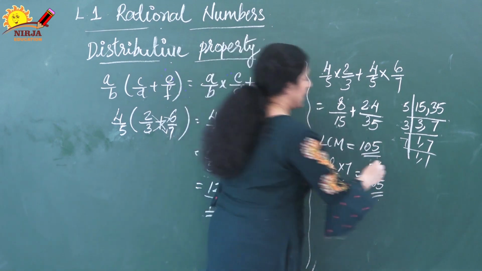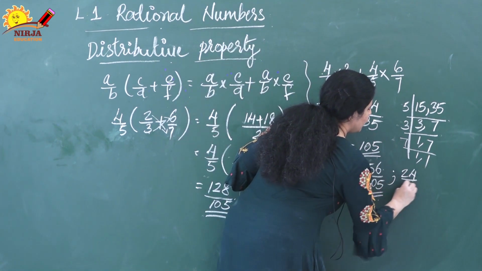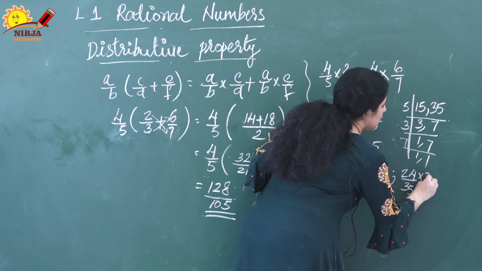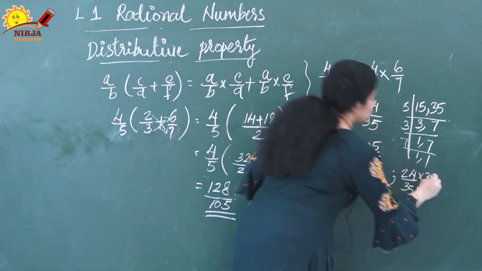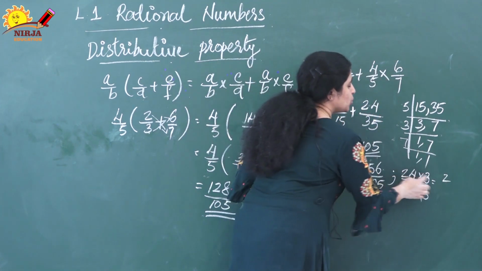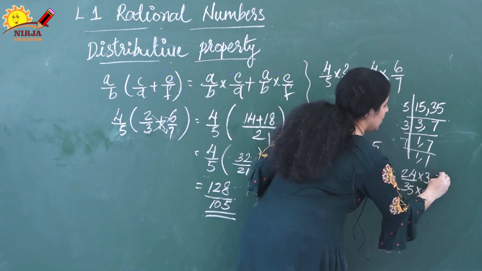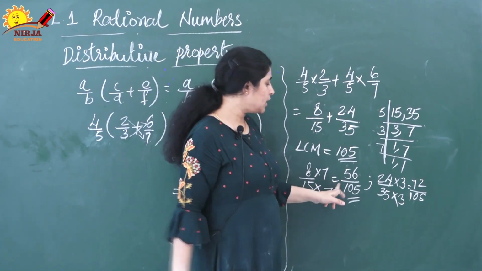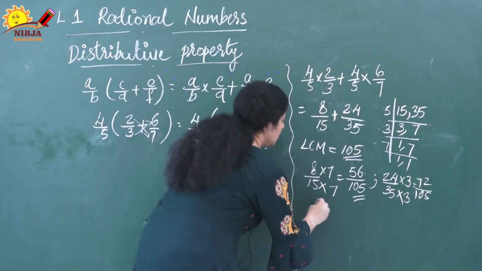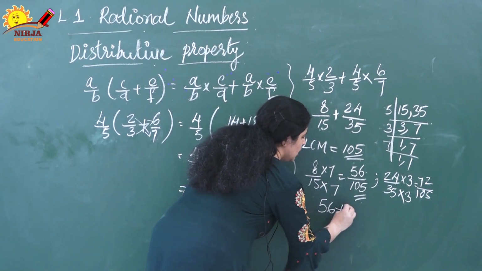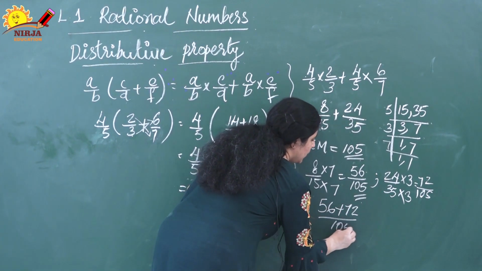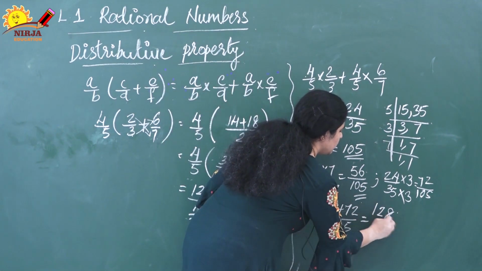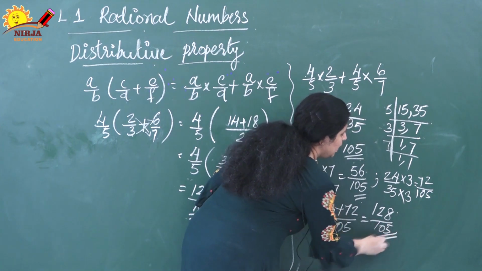Now we will multiply this one, that is 24 by 35. By 3 you have to multiply, and by the same number you have to multiply the numerator also. So 4 3s are 12, 2 3s are 6, so 72, and here it will come 105. Now you have to add these two numbers, that means 56 plus 72 by 105. 6 plus 2, 8, 5 plus 7, 12, 128 by 105.